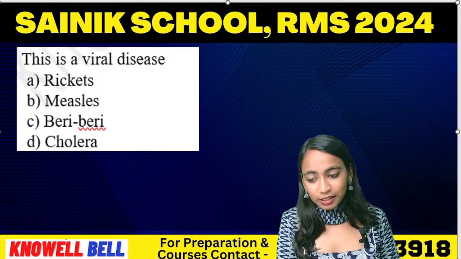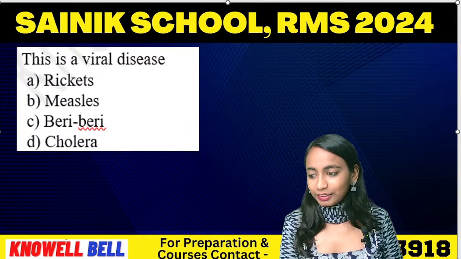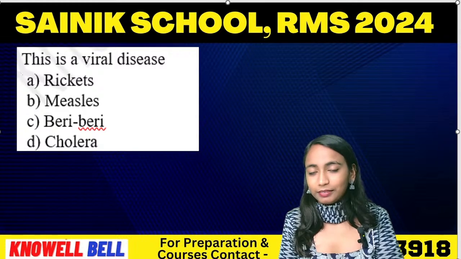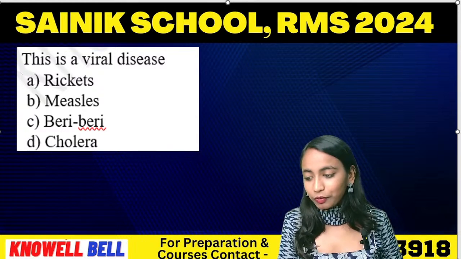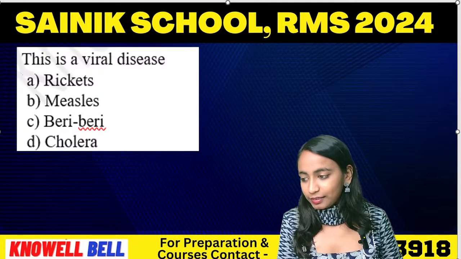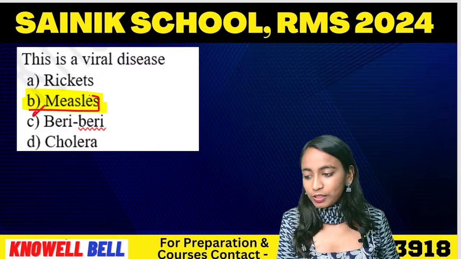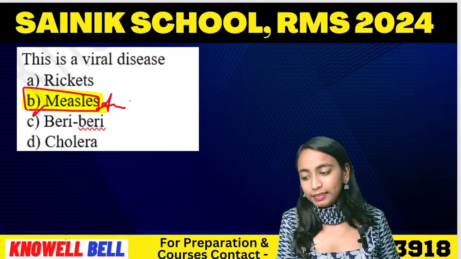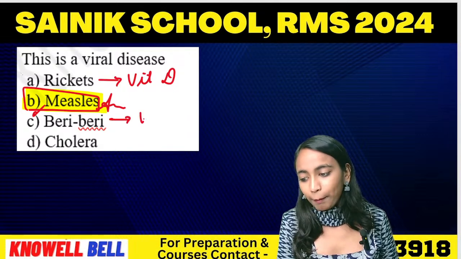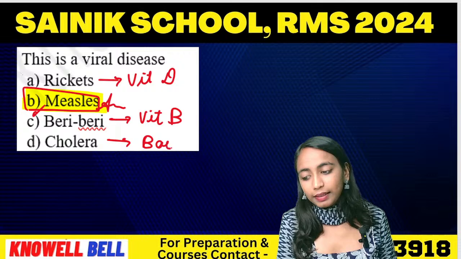ओके, ये क्वेश्चन आई रिमेम्बर अभी हमने कुछ दिन पहले भी किया था, and we discussed the answer for it as well. And I think 4-5 days पहले when we were doing the revision, तभी हमने question किया था. B is the right answer, correct. Okay, measles. Which is a viral disease? Measles is a viral disease. Rickets is a deficiency disease that's caused due to deficiency of vitamin D. Beriberi is caused due to deficiency of vitamin E. Cholera is a bacterial disease.